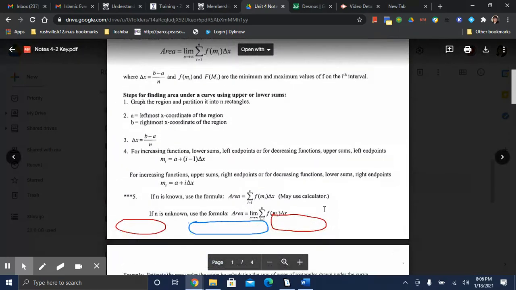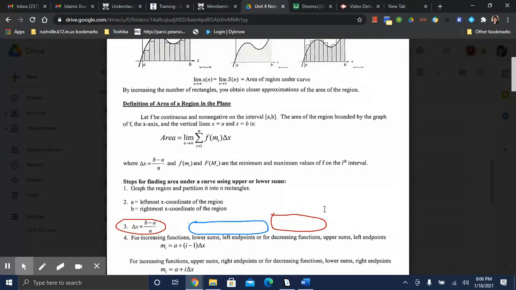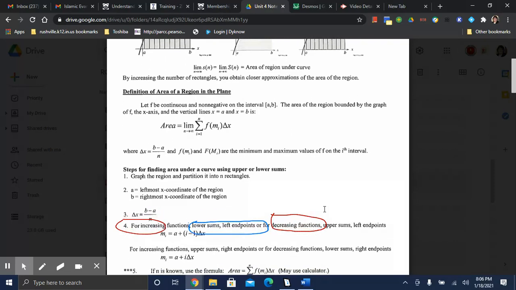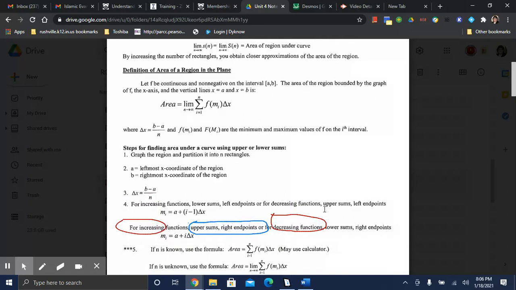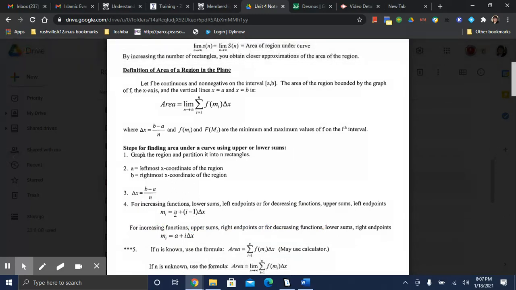on this first page. So for example, the delta x being b minus a over n. Hopefully that makes sense, that if you take the left minus the right and divide by your number of rectangles, you would find the width of each one of the rectangles. And then this a plus i minus 1 times delta x, that's just telling you whether you are using a left endpoint or a right endpoint for your rectangle.